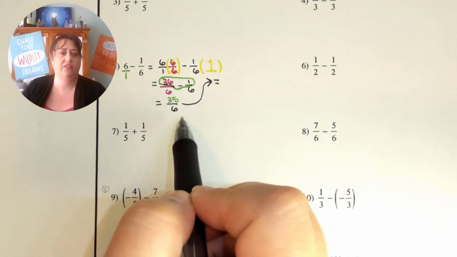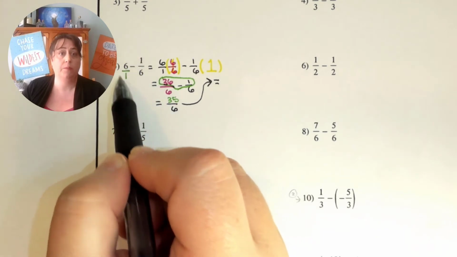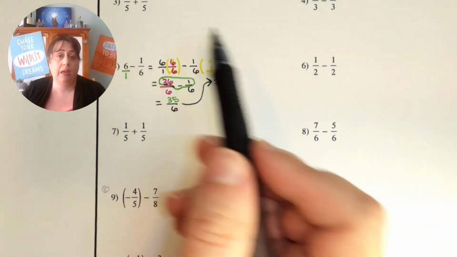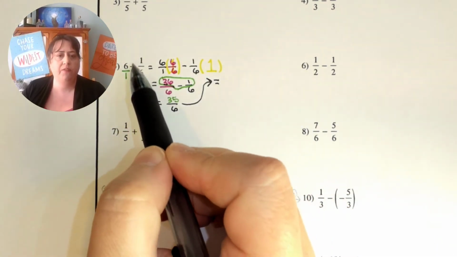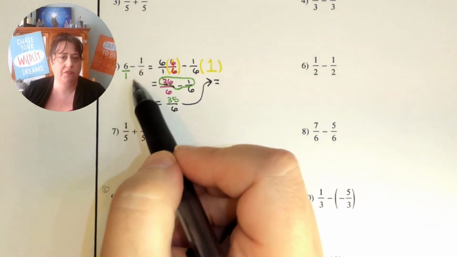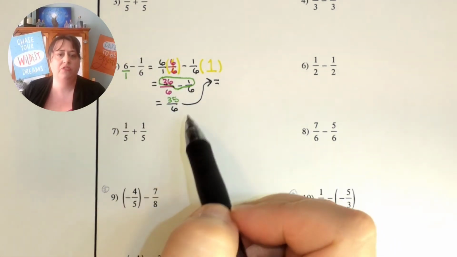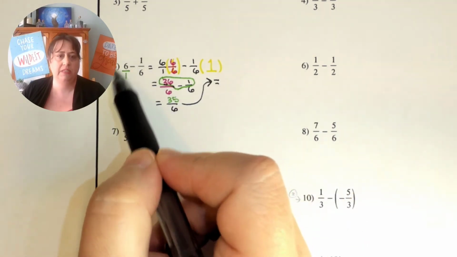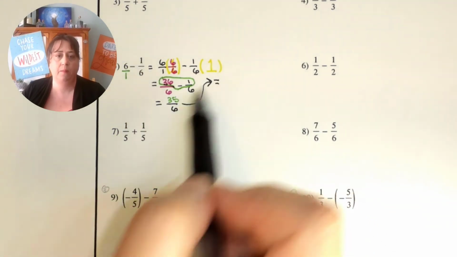Sometimes you can leave your answer just like this, but because I have a whole number out here, I'm going to go ahead and go into a mixed number. If I had another fraction out here, say it was a fraction of 2/3, I would have just left it like this. But since it's a whole number or a mixed number, I'm going to give that kind of answer here.